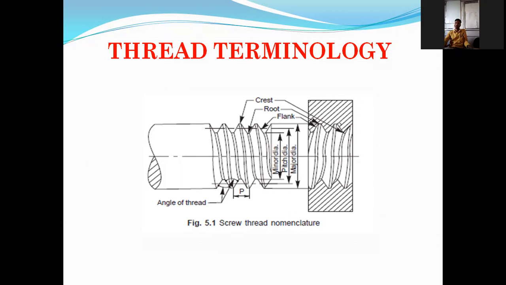At the end of this thread terminology, we saw what lead and pitch mean. Pitch is the distance between two points, but they should be similar and consecutive. Unless they are similar and consecutive, we cannot call it a pitch. After that, we saw lead. Once we rotate a nut or bolt through one complete rotation, the distance advanced by the nut or bolt is called lead, not pitch.